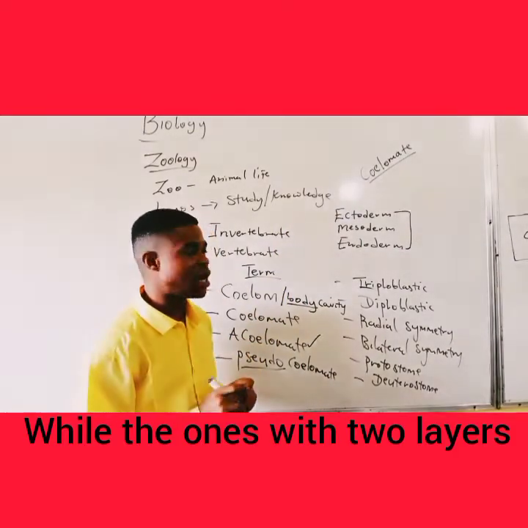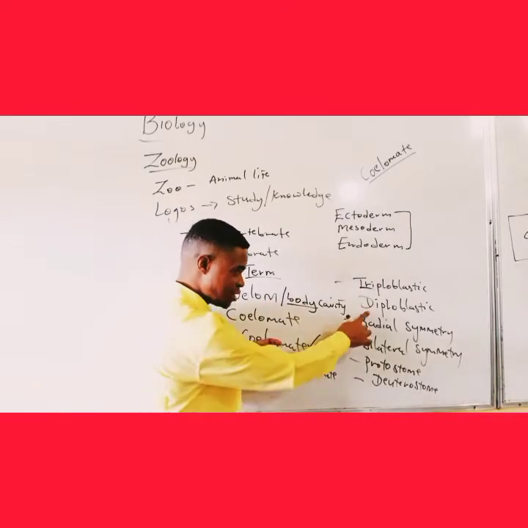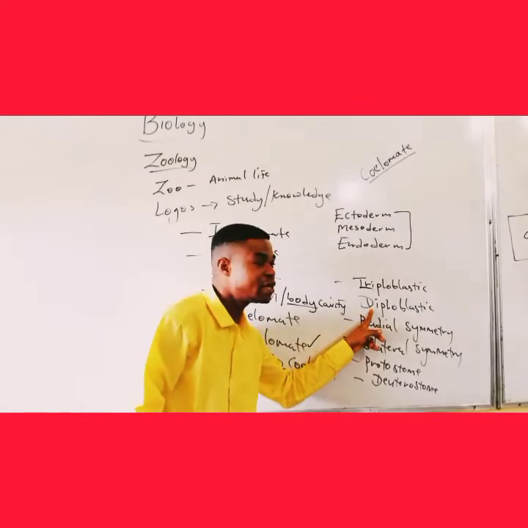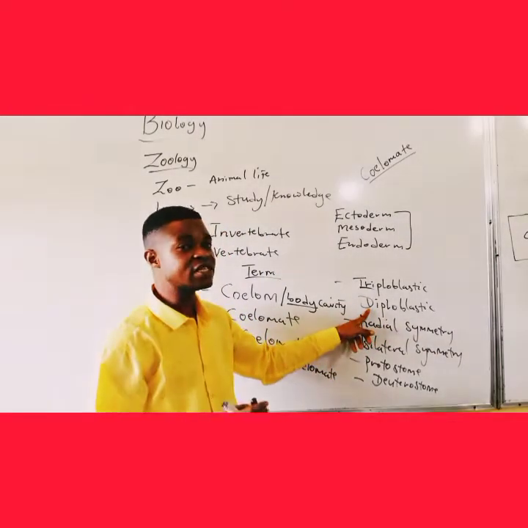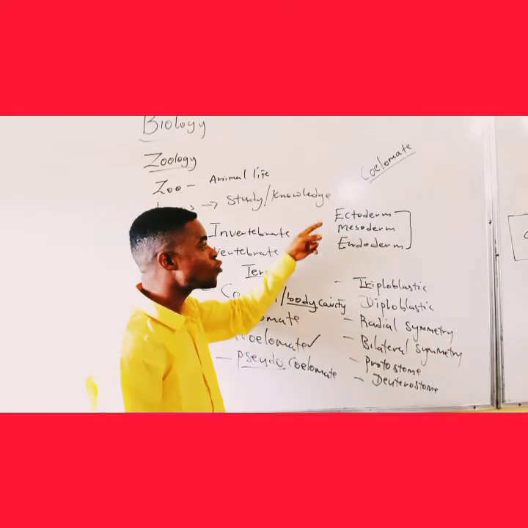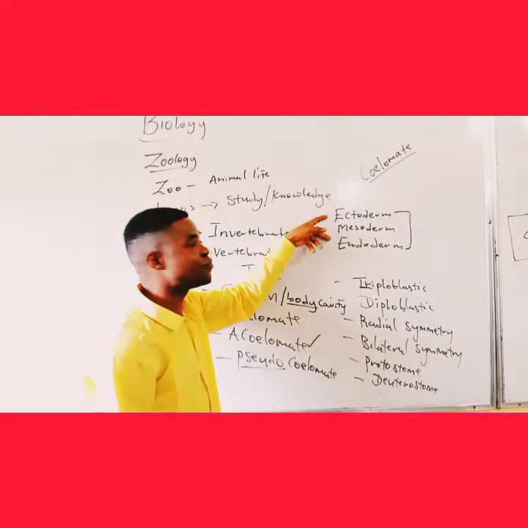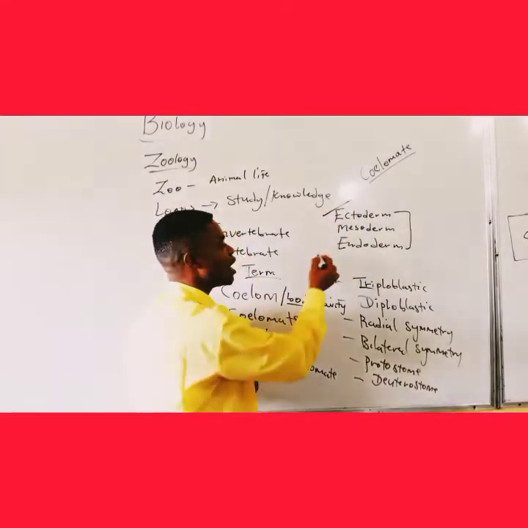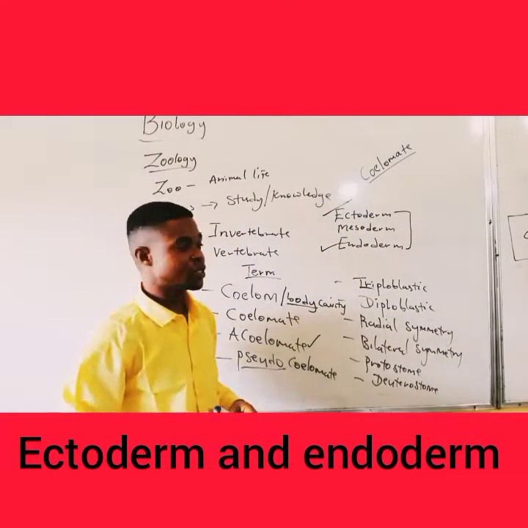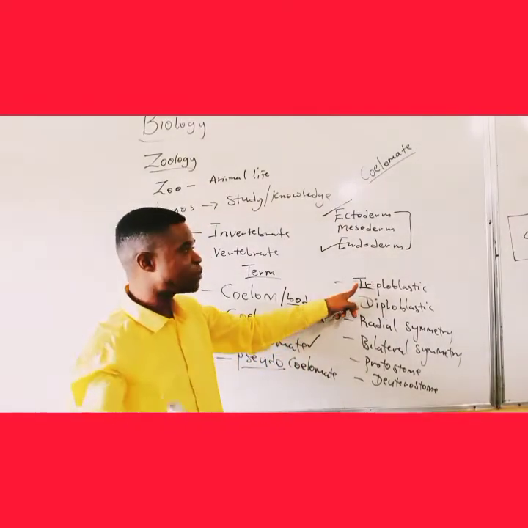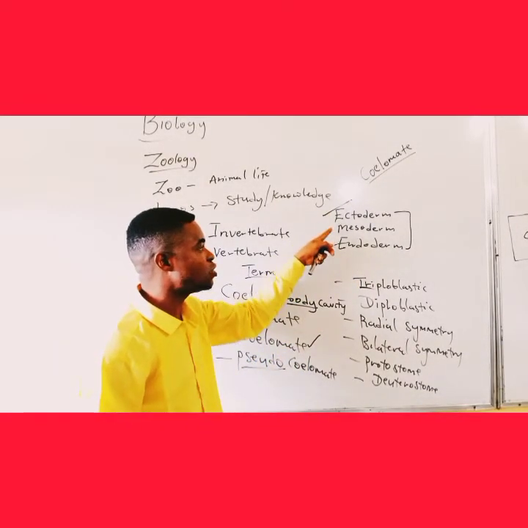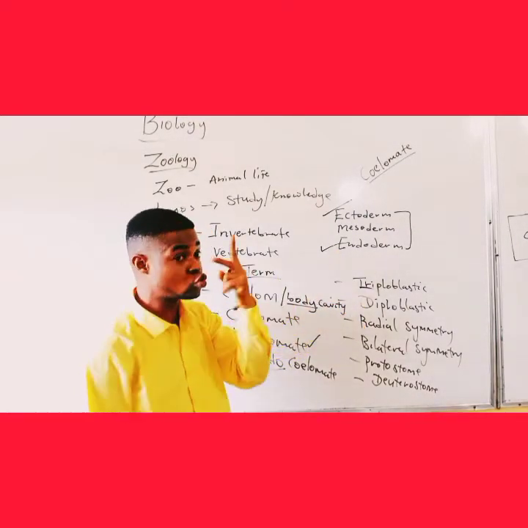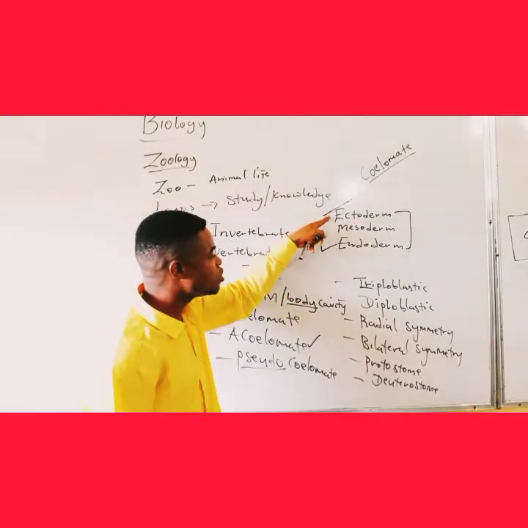There are some other animals that have only two of these layers. Such animals will be referred to as what? The diploblastic animals. Di means two, so in this case, these animals have two layers. Of course, what are the two layers they will have from these three? They will have the ectoderm as well as the what? Endoderm. So while triploblastic animals have three germ layers, diploblastic animals have two germ layers, the ectoderm and the what?